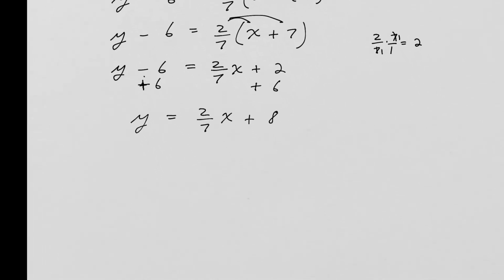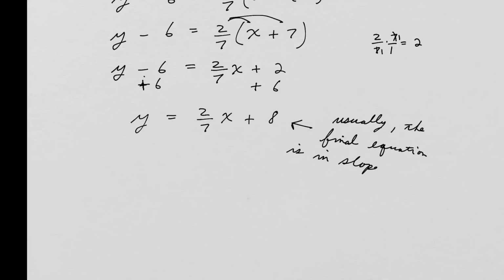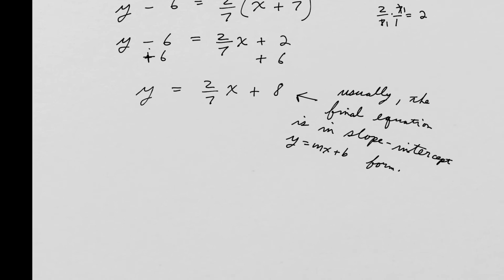So let me note that usually the final equation is in slope-intercept form, which is y equals mx plus b form. Typically, that's what we want for the final equation.